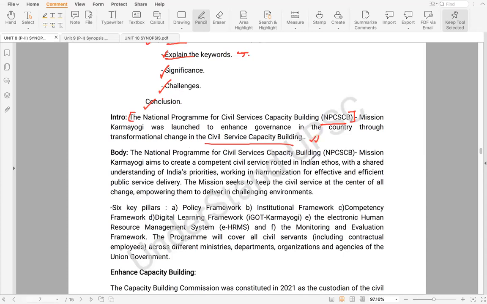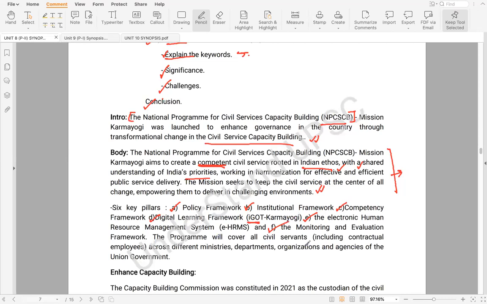The National Program for Civil Services Capacity Building, that is Mission Karmyogi, aims to create a competent civil services rooted in Indian ethos with a shared understanding of India's priorities, working in harmonization for effective and efficient public service delivery. The mission seeks to keep the civil services at the center of all changes, empowering them to deliver in challenging environments. This is nothing but a fancy display of your command over the language. 6 key pillars: policy framework, institutional framework, competency framework, digital learning framework, which is the IGOT portal under the Karmyogi, the electronic human resource management system, and the monitoring and evaluation framework.